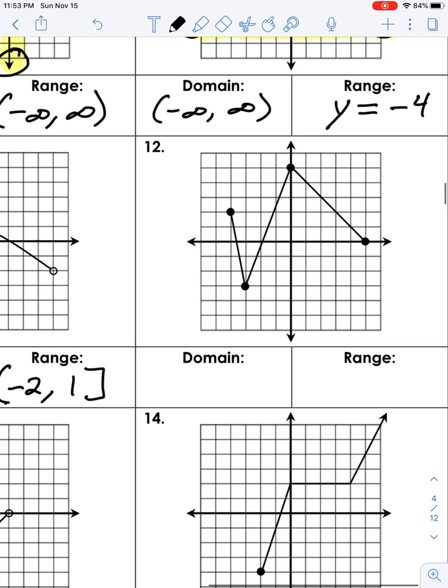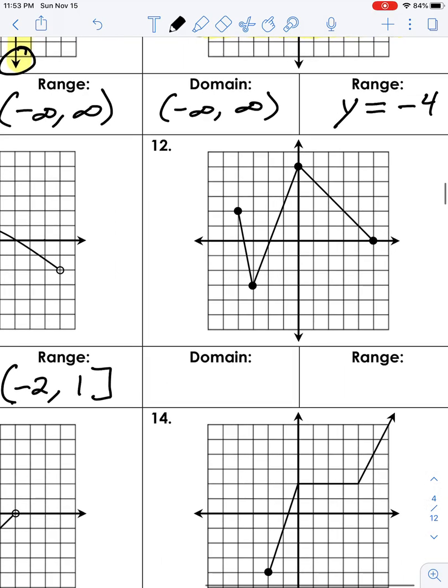Number 12. Domain, far left point to far right point. So this would be our far left point. If we count to the left, -1, -2, -3, -4. And then this would be our far right point. If we count from the center, you always count from the center, 1, 2, 3, 4, 5 to the right. So the domain would be -4 to 5.